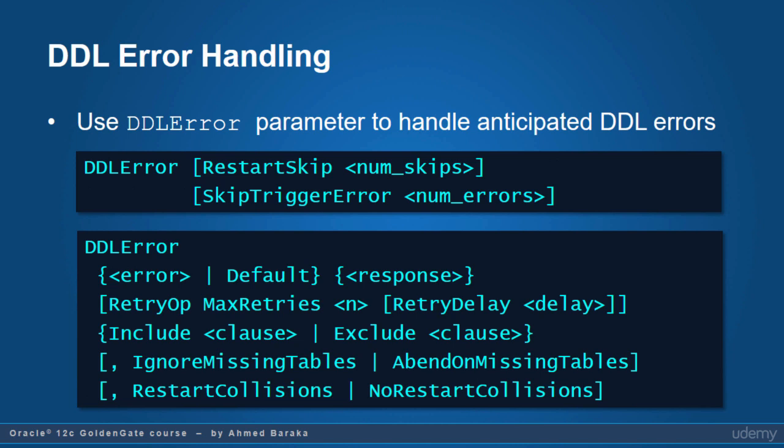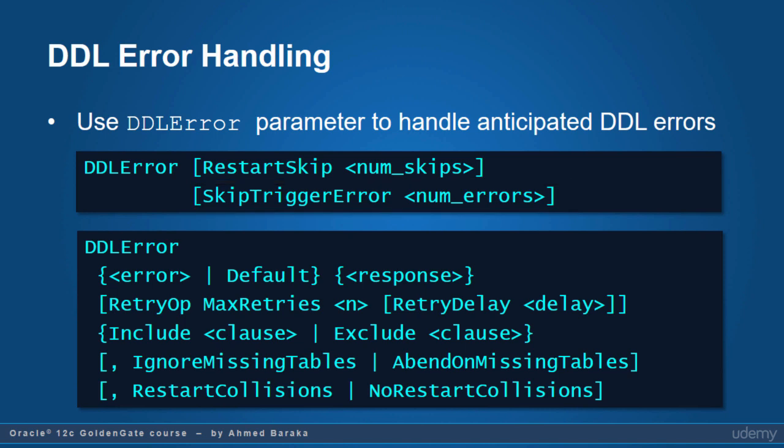You use the parameter DDLERROR to handle anticipated errors when DDL support is enabled. You have two syntaxes for using this parameter. One syntax is for the extract process, and the other one is to be used for the replicate process. When you use this parameter with the extract process, you have two options to configure. One is restart skip, and the other one is skip trigger error.